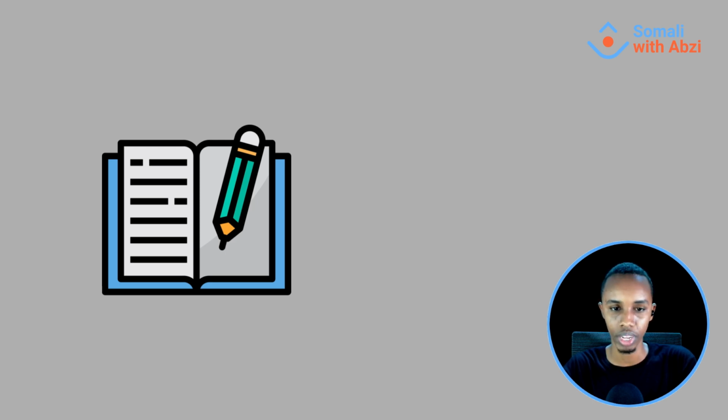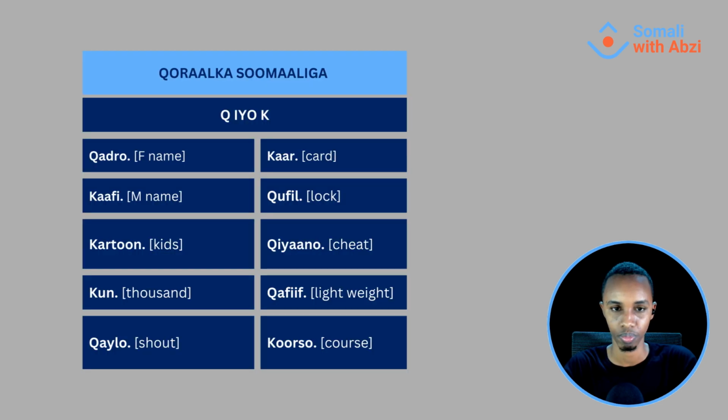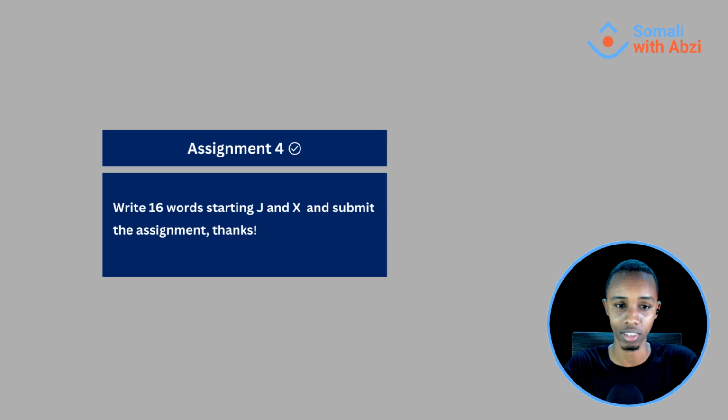I hope that was very easy for you and you got all of them in a correct way. Now I'm going to show you on the screen, so check if you made some mistakes. All right, I hope that was very helpful for you. So now I am going to give you assignment number 4 as we are in lesson 5. So write down 16 words starting letter J and Ha.